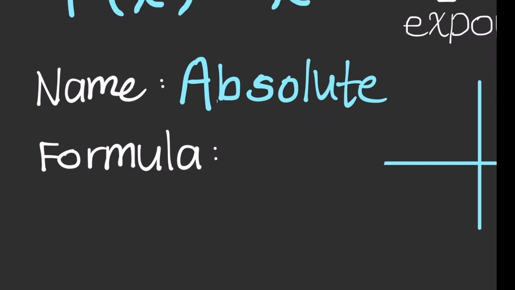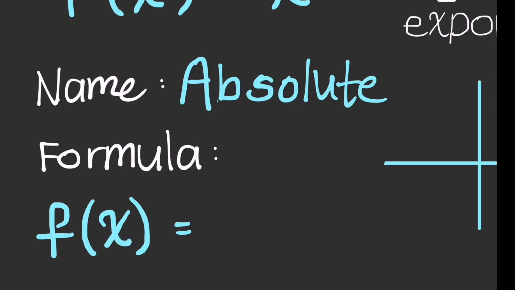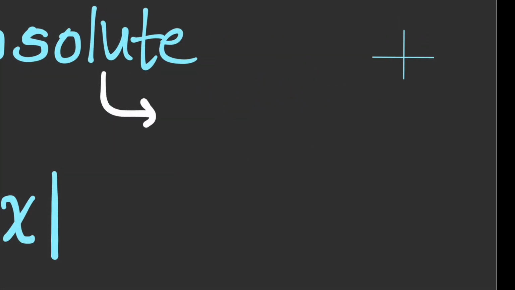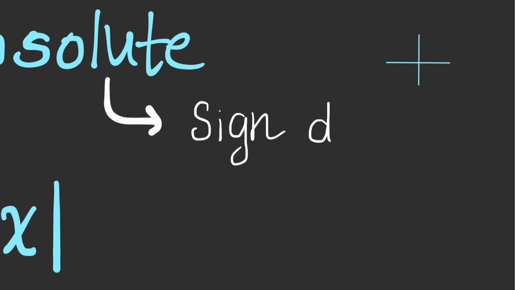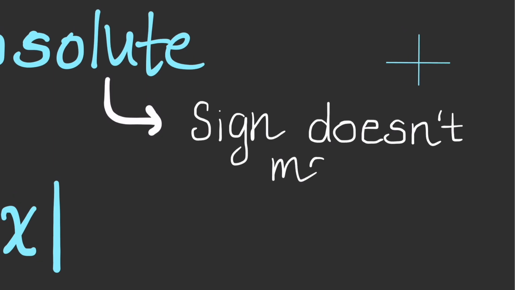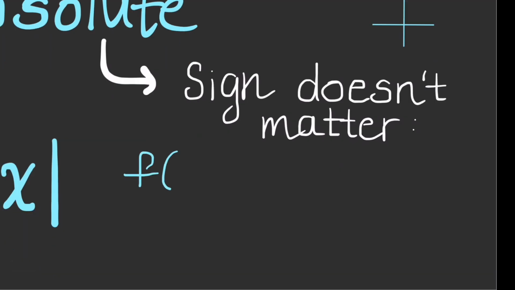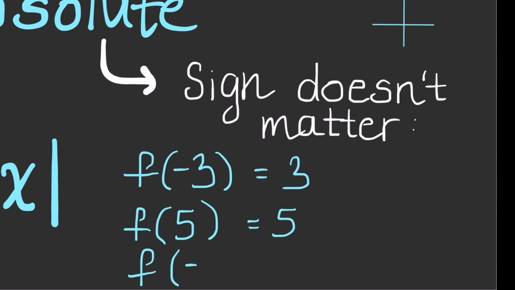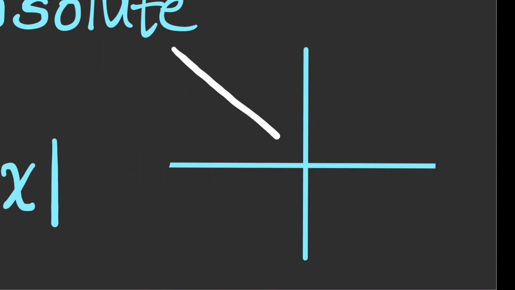Now we have an absolute function. In this case, f of x is equal to the absolute value of x. So absolute functions are represented by a number with 2 longer lines next to them. And if you're not familiar with absolute values, pretty much the sign doesn't matter. So if it's a negative number, it's going to turn into a positive number. If it's a positive number, it's going to stay positive. So in this case, the graph is going to look somewhat like this. And since it's an absolute function, the entire graph is going to be in the first 2 quadrants.